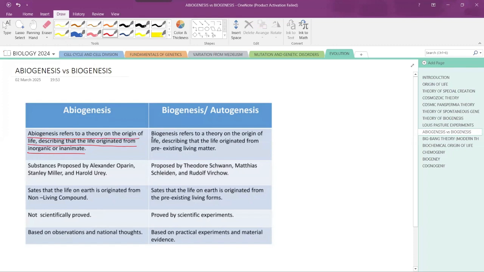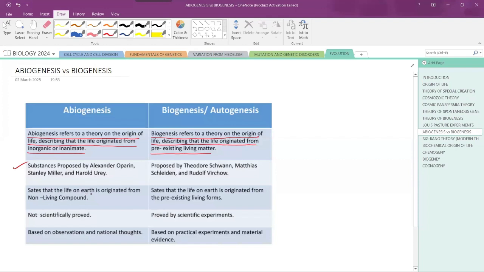And biogenesis refers to the theory on the origin of life, describing that life originated from pre-existing living matter. So, abiogenesis was proposed by Alexander Oparin, Stanley Miller, and Harold Urey, and the biogenesis theory was proposed by Theodor Schwann, Matthias Schleiden, and Rudolf Virchow.